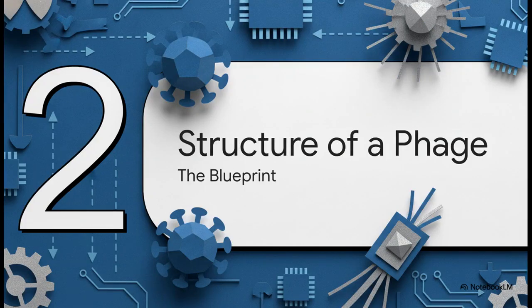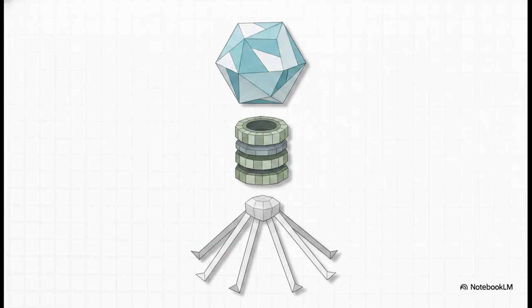Okay, let's move on to the blueprint. We need to look at the actual structure of a bacteriophage. This animated video beautifully highlights three very distinct structural components for us. First up, right at the very top, we have the head, which is also known as the capsid. You can see this geometric, often icosahedral structure. Kind of think of it like a multi-sided biological diamond that safely houses the virus's incredibly precious genetic payload, its DNA.